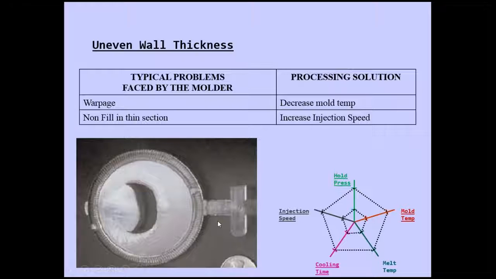Non-fill section. So here's the thing. There's a huge problem with race tracking, or hesitation flow. Plastic comes in from here, starts to fill here, starts to go in here, but then hesitates to fill the rest of the part. So what happens? You get this void on the inside. Are there ways to get away from it?